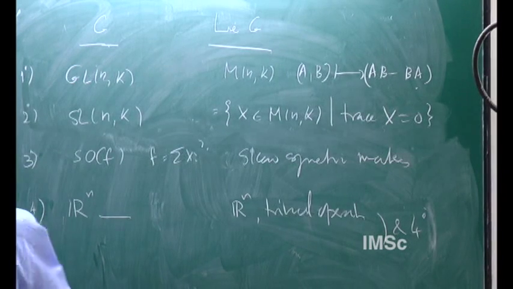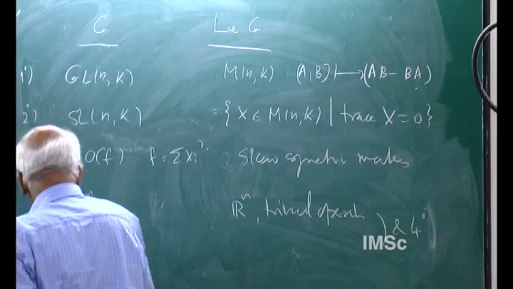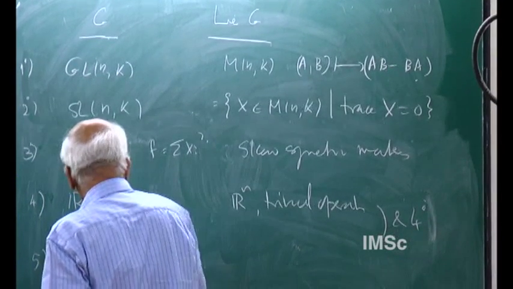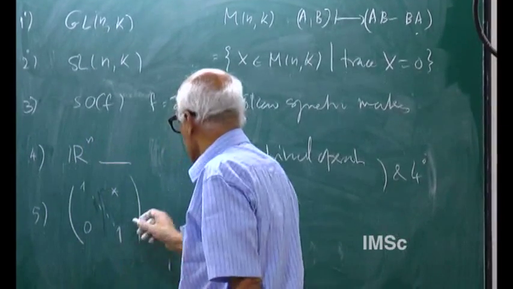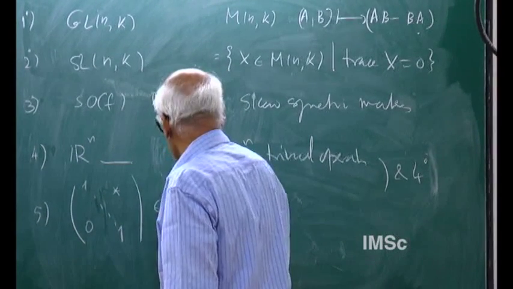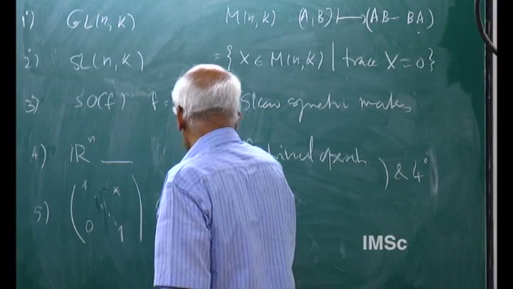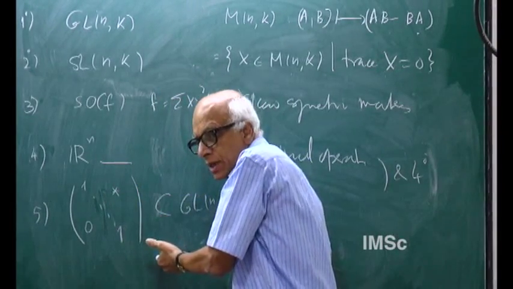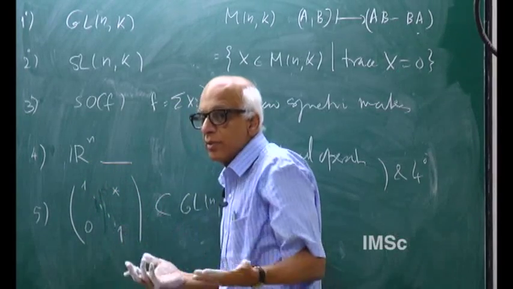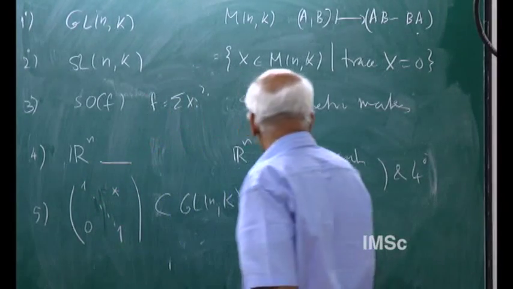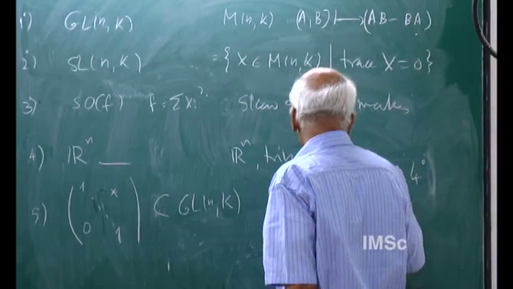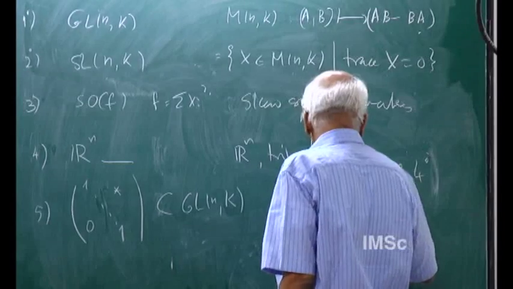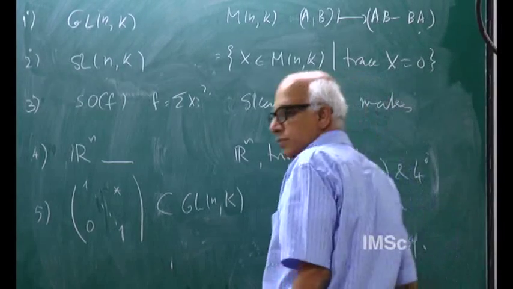And let me give one example of a group which I did not give last time. You can look at the upper triangular group, the subset of GL_n(K). And its Lie algebra turns out to be the upper triangular matrices with zero on the diagonal, which is stable under the bracket, as you can see. That's the Lie algebra.